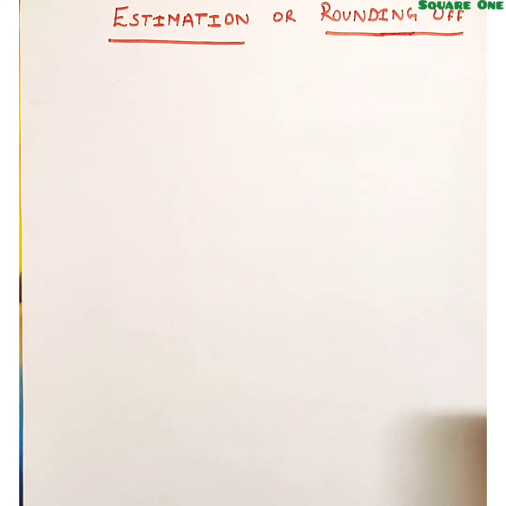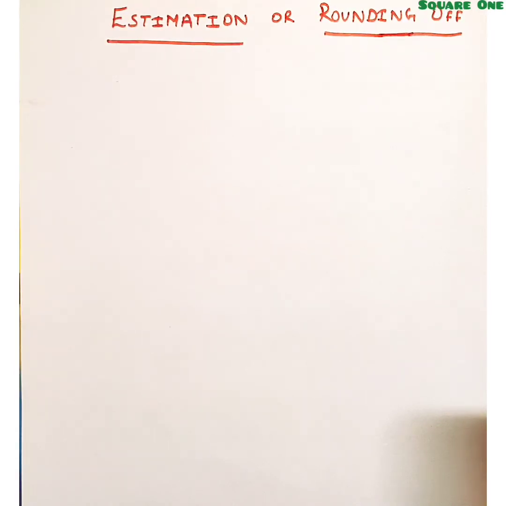Now let us study estimation, which is also known as rounding off. There are a lot of places where we don't need to tell the exact number. Instead we have to tell the nearest number. Suppose you want to know the number of people that can sit in a cricket stadium, and you get to know that about 41,000 people can sit in this stadium.